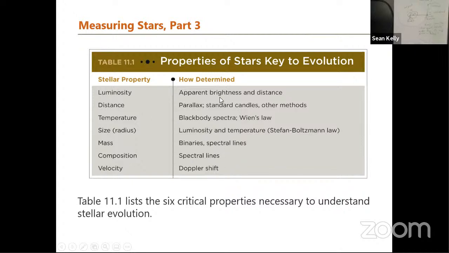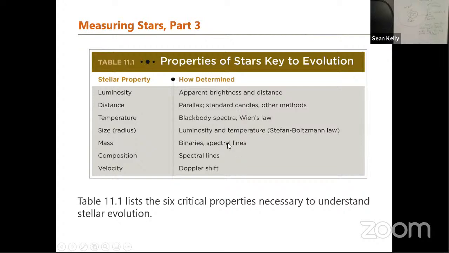So there's apparent brightness, actually it's called apparent magnitude, and the distance. There's a term called parallax. There's a concept called standard candles that we're going to talk about today. And black body radiation, we've talked about before. Wien's law and the Stefan-Boltzmann equation go together for black body spectra, and I'll remind you how that works.